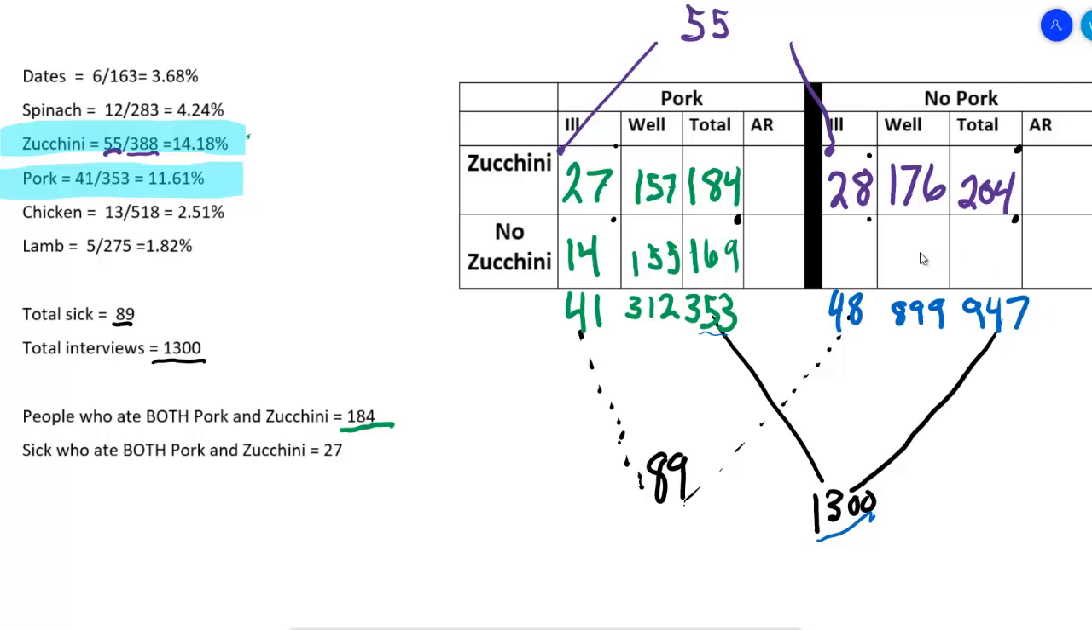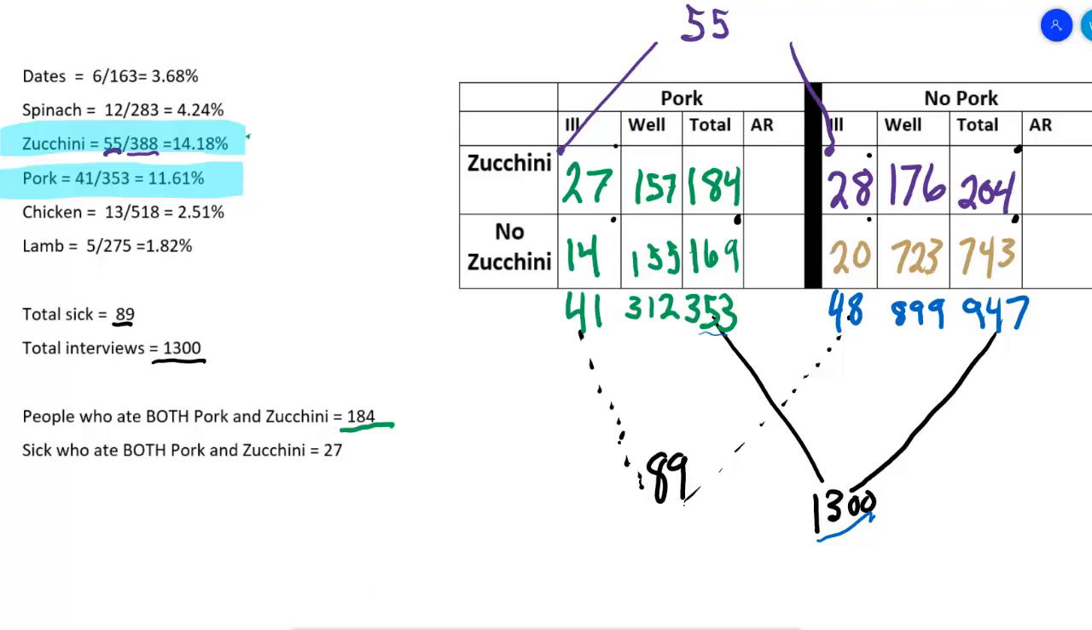In the line listing that we had, we would have had to count a whole bunch of empty cells in that Excel spreadsheet. This makes it so much easier by doing it through deduction. 48 minus 28 is 20. 899 minus 176 is 723. If we add 20 and 723, we get 743. That would also be the case if we had 947 minus 204. We also would get 743.